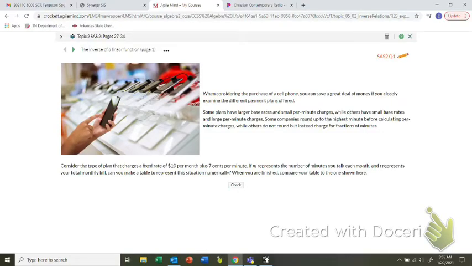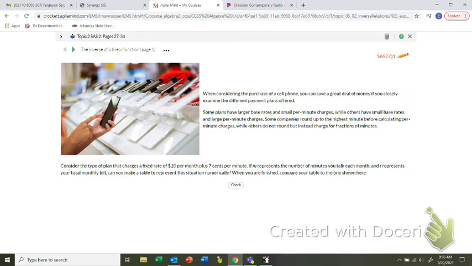So I'm just going to do a quick little video for topic 2, SAS 2, for anybody who is not here or who wants to go back and look at it after class. We are on page 27 in our workbook, and it is the inverse of a linear function. So we will go ahead and get started.